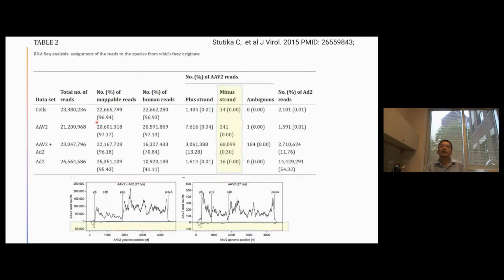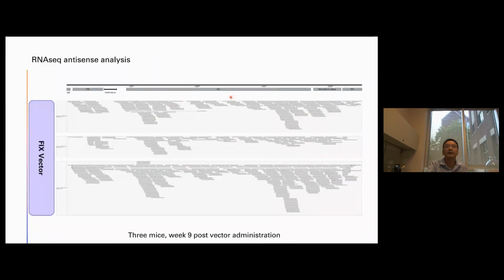However, in the older studies published in the Journal of Virology, it shows that negative strand RNA can indeed exist in the wild-type AAV. And here, we inject the AAV vectors into the mice, and then at week 9, we harvest the mouse tissue in the liver. These are actually 3 different mice, and we look at the negative strand transcripts.